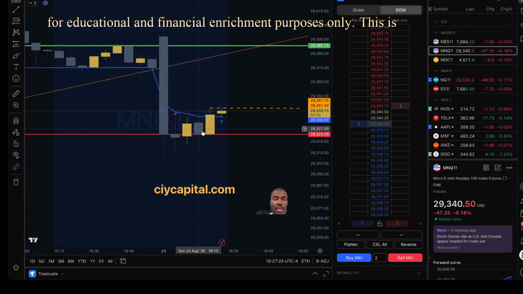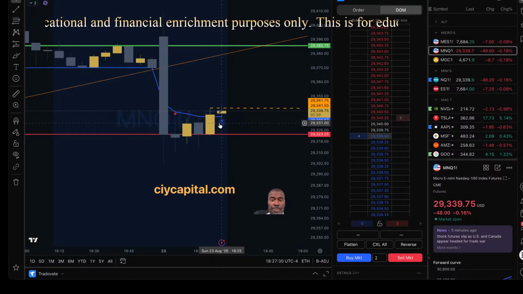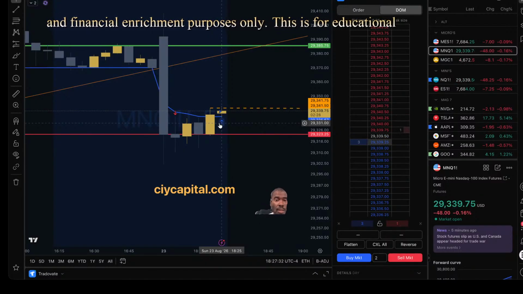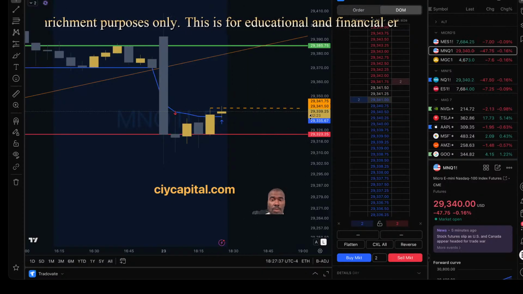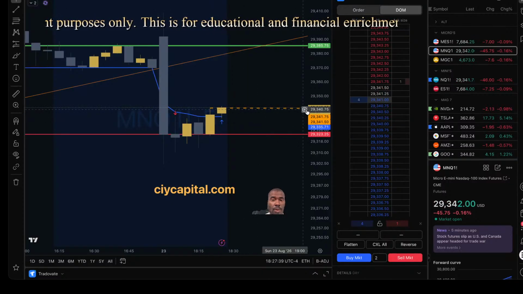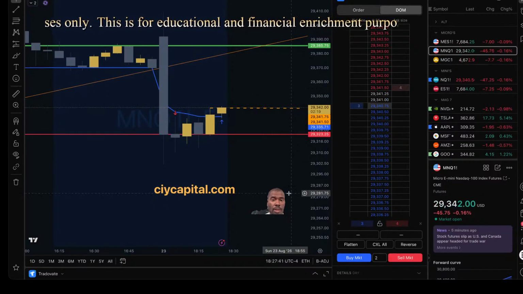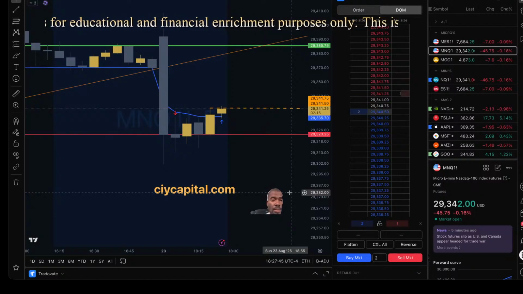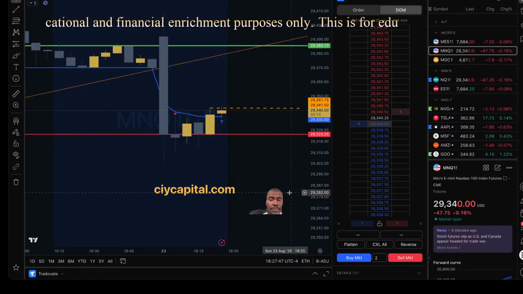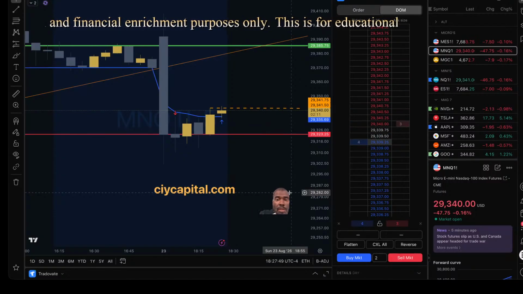Price is not really doing anything, just consolidating. If we go ahead and open above 29,341, then we're gonna go ahead and do a continuation to the upside. We got 2 minutes remaining.